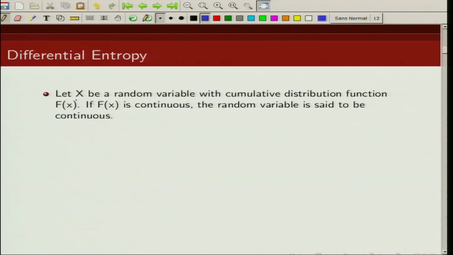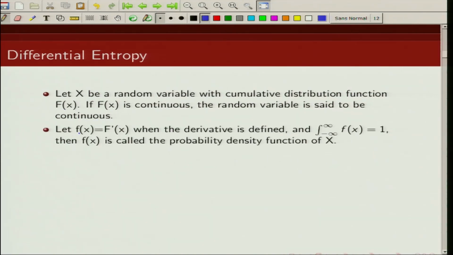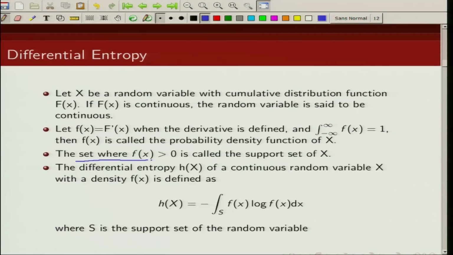So let x be a random variable whose cumulative distribution function is given by F of x. If F of x is continuous, then we say the random variable is continuous. So if the derivative of F of x exists and is defined, which has the following property, that the integration from minus infinity to infinity is 1, then f of x is known as the probability density function of x. The set over which f of x is greater than 0 is known as the support set of x.